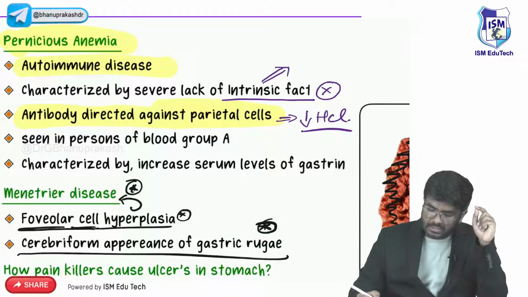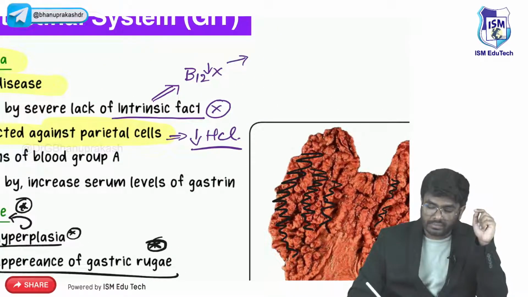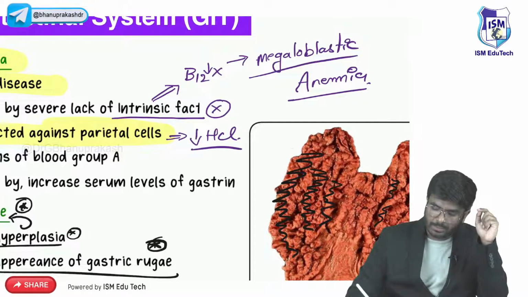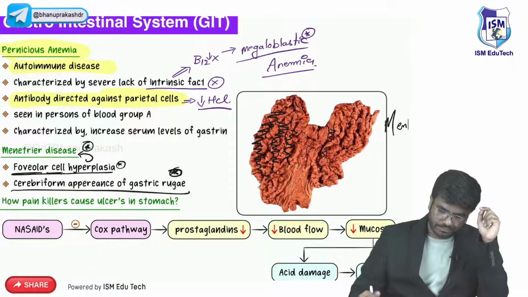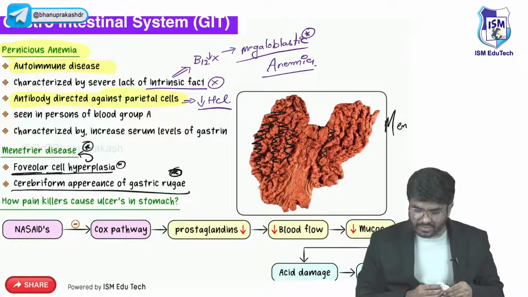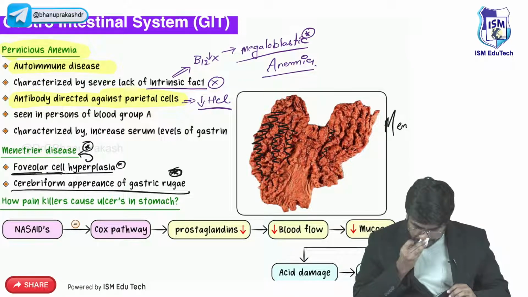Whenever intrinsic factor is not there, do you think vitamin B12 will be absorbed? Vitamin B12 absorption decreases. When vitamin B12 is not there, what will happen? That will cause megaloblastic anemia. The patient is going to suffer with megaloblastic anemia. So this is the MCQ: pernicious anemia is characterized by severe lack of intrinsic factor, and the patient is going to have megaloblastic anemia.